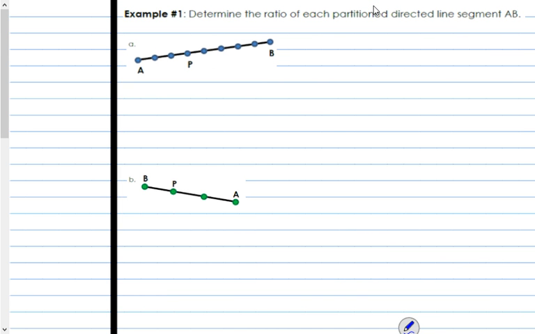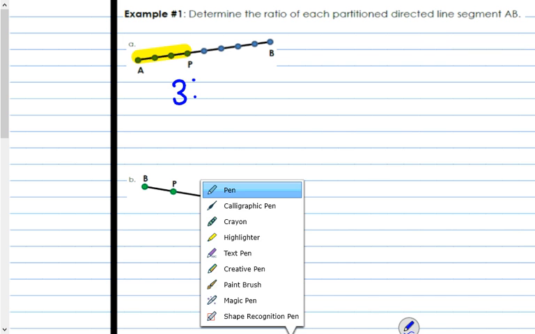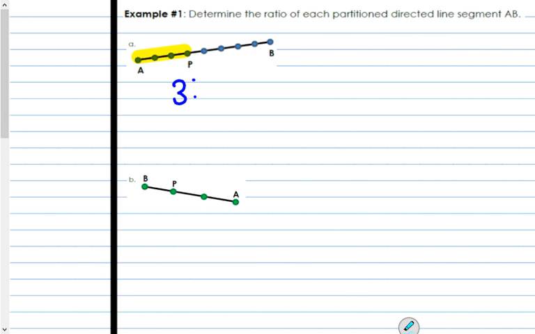So, example 1, determine the ratio of each partitioned line segment AB. Remember, ratio is part to part. So, from A to P, I have 1, 2, 3. And then from P to B, I have 1, 2, 3, 4, 5. So my ratio is 3 to 5.